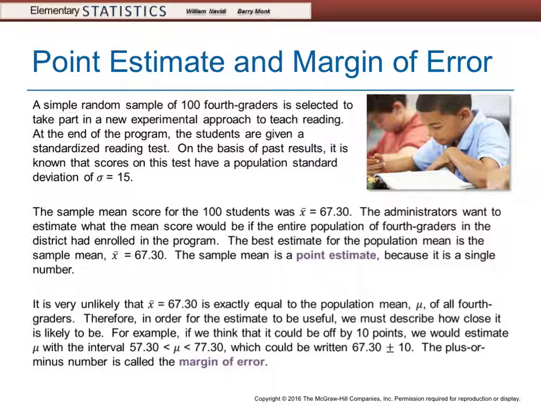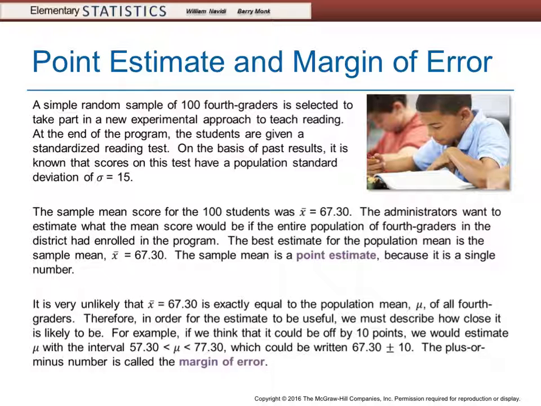So we start with an example. A simple random sample of 100 fourth graders is selected to take part in a new experimental approach to teach reading. At the end of the program, the students are given a standardized reading test. On the basis of past results, it is known that the scores on the test have a population standard deviation of 15 points. The sample mean for the scores of 100 students was 67.30 points. The administrator wants to estimate what the mean score would be if the entire population of fourth graders in the district had enrolled in the program.